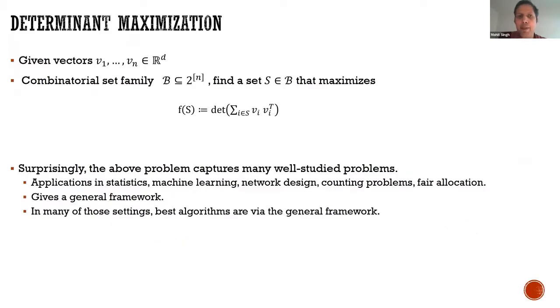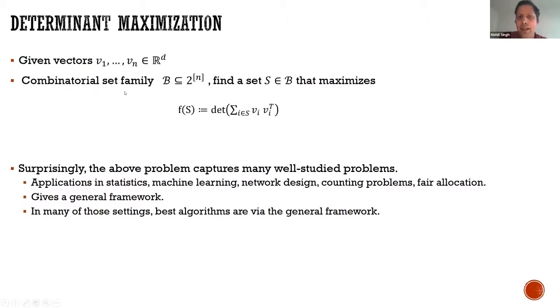It's a slightly abstract problem, but it's good to see the definition first. I'm going to give you n vectors in R^d. Think of n as really big and d as small. I'm also going to give you some combinatorial set family. The goal is to pick one set from this set family, so some subset of the vectors, to maximize the determinant of the sum of the rank 1 outer products of these vectors: the summation over i in S, where S is the set you picked, of v_i v_i transpose. You want to maximize the determinant of this.